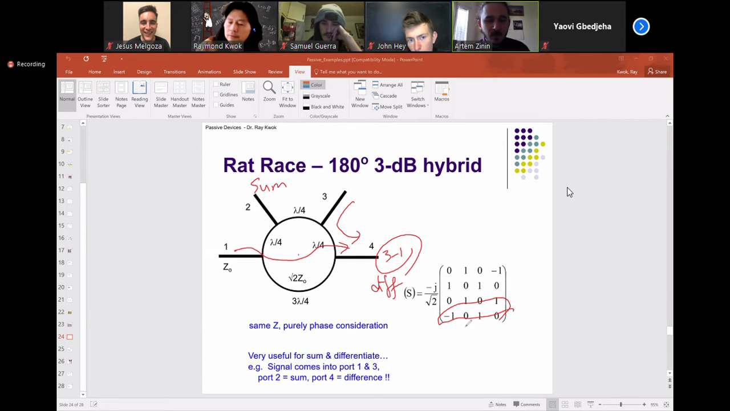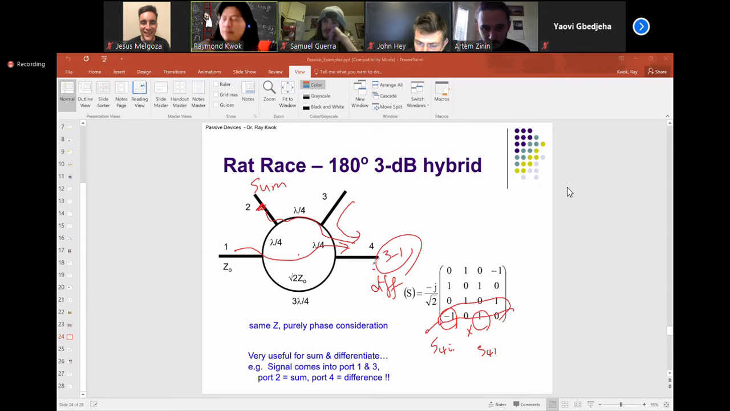But then port 2 and port 4 both have 0. So there's no power getting delivered to those. Oh, no. This is S4I. That means the power going to port 4 coming from 1, coming from 3. Right. So then we subtract. There's no power coming from 2. That means even if this is not well terminated and I have reflections coming here, it will not get to my port. And port 4 is 0, that means it's well matched.